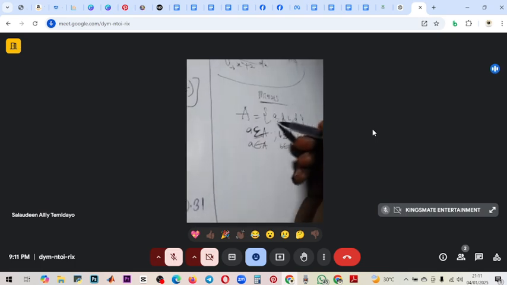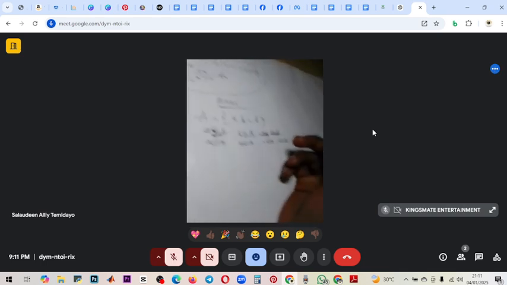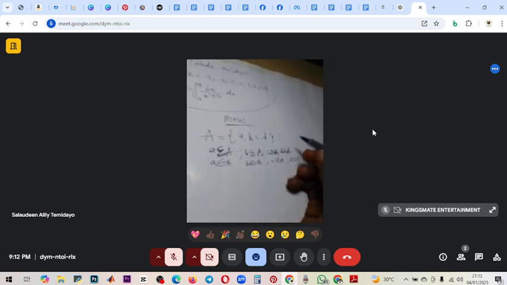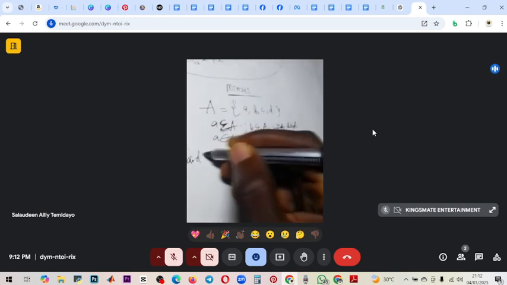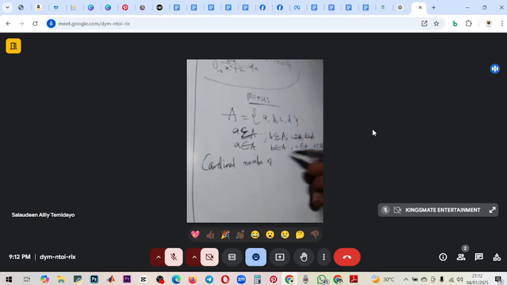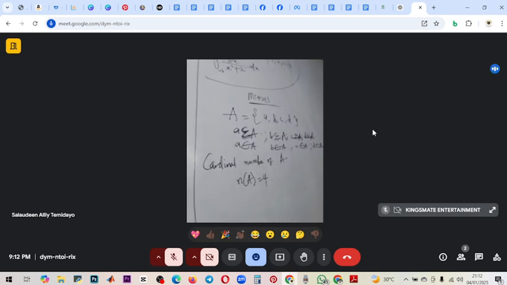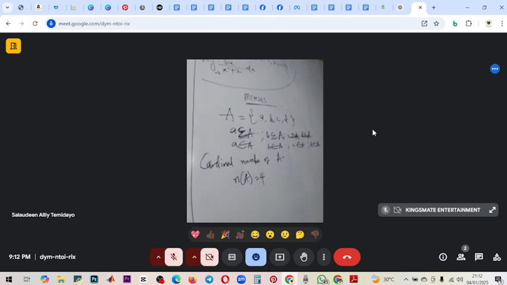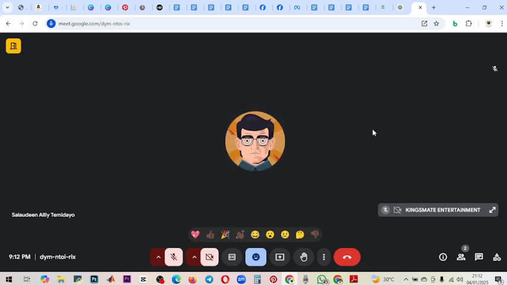So now the number of elements in A is 1, 2, 3, 4. I have 4 elements in A. That number of elements is known as the cardinal number. The cardinal number of set A, that is n(A), is equal to 4.